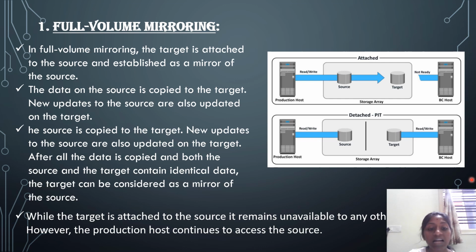While the target is attached to the mirror, it remains unavailable to any other host. However, the production host continues to access the source. Here is the full volume mirroring figure, which represents exactly what full volume mirroring does.